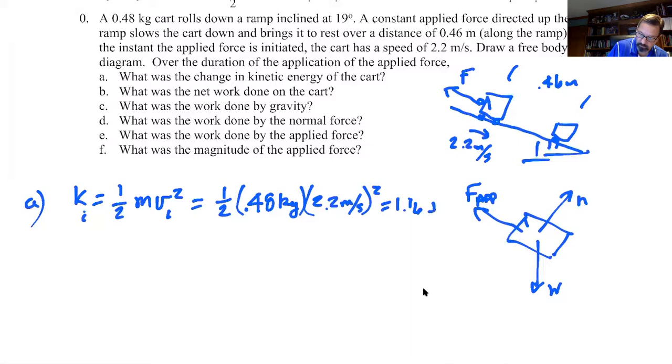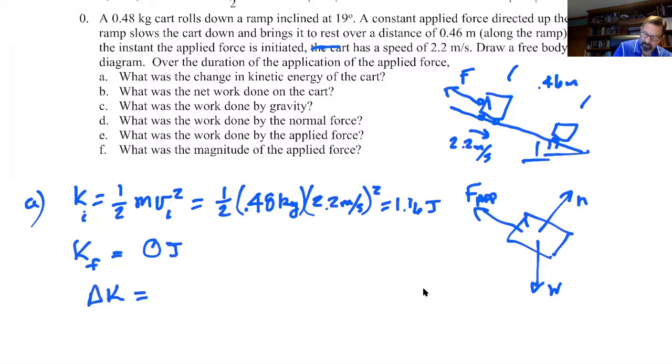1.16 joules. All right, there we go. What's the final kinetic energy? Now it says the car comes to rest. Comes to rest. That means its velocity is 0. Final kinetic energy is 0 joules, right? Okay, so what's the change in kinetic energy?